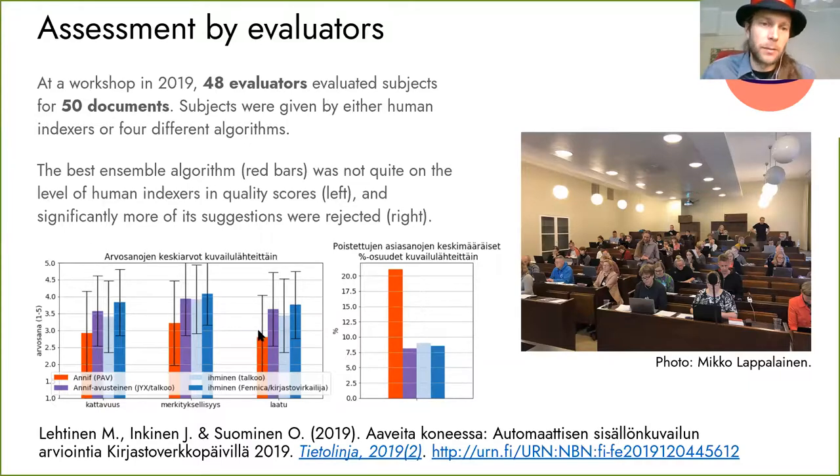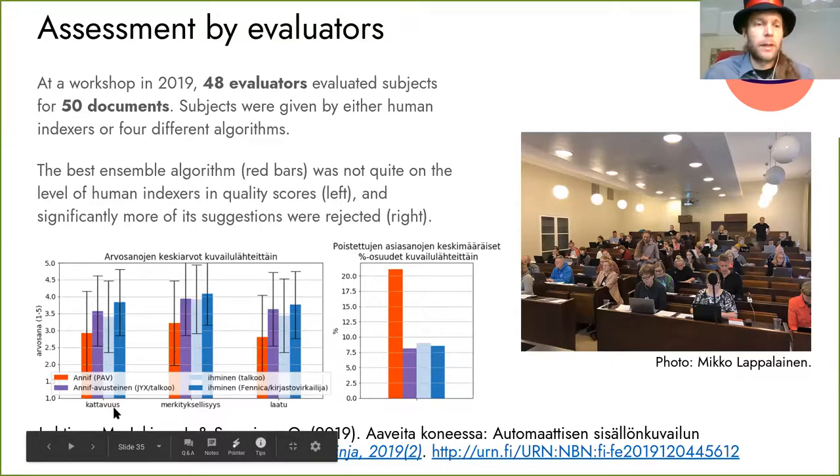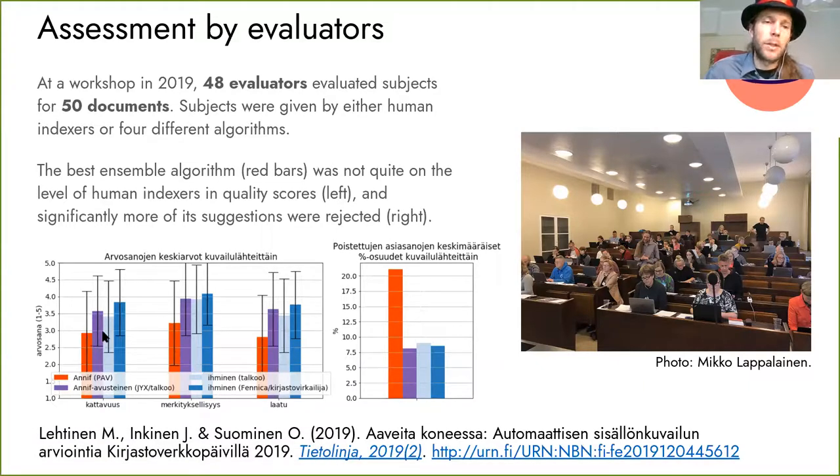I'm sorry, the diagrams are in Finnish, but I'll try to explain here. The red bar is the best performing ensemble algorithm, and the bluish bars are all variations of human indexing, from slightly different sources. In all three quality measures, the algorithm was clearly weaker than the human assigned subjects, but the difference wasn't dramatic. I mean, there is a difference clearly, but it's almost competitive, I would say.